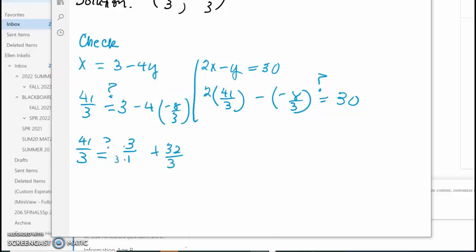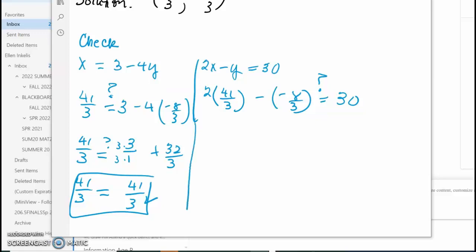Again, we're going to multiply both sides by 3. Does 41 over 3 equal, that's 9 plus 32, that's 41 over 3. So far, so good. It just simply means that this point is on the first line. Now, for the check to work, that point has to be on both lines. That's what solving a system means. So if it's on one line and not the other, a mistake was made, go back and redo.